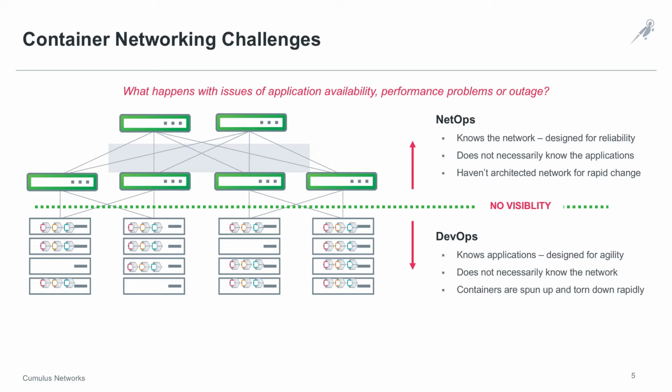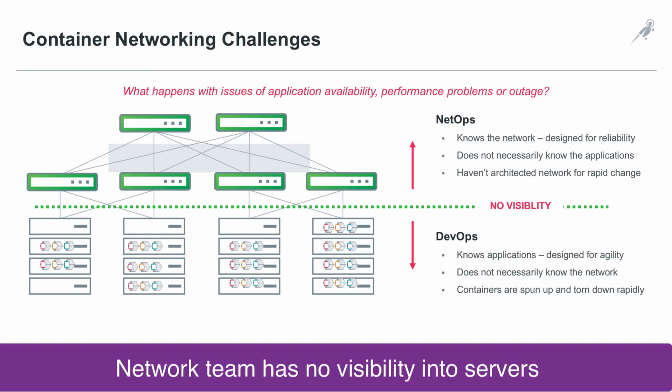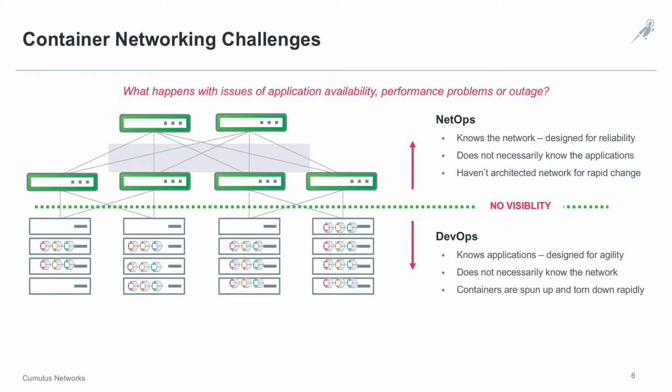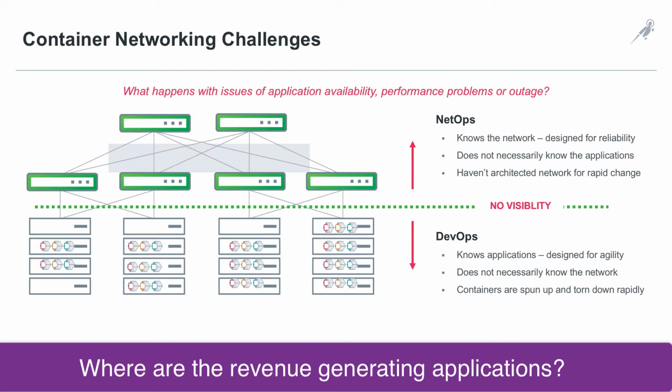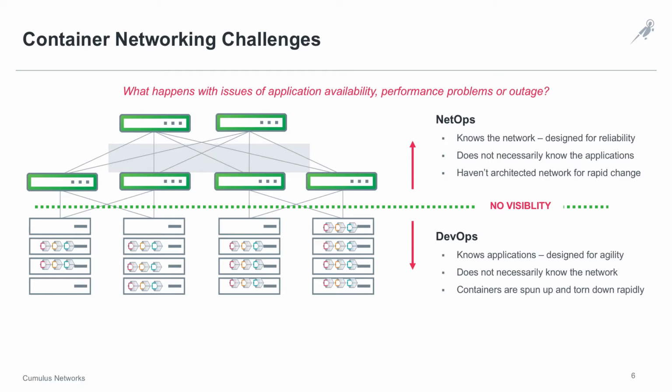But since the network team has no visibility into the host or the orchestration tools, they may not know why this is happening or be able to design the network for the agility it needs. They are also unaware of the location of the most important or revenue-generating applications to verify the network is operating cleanly to and from them. Likewise, the apps team often does not know how the containers are connected to the network.